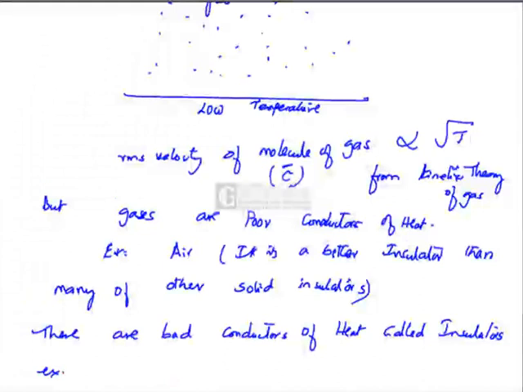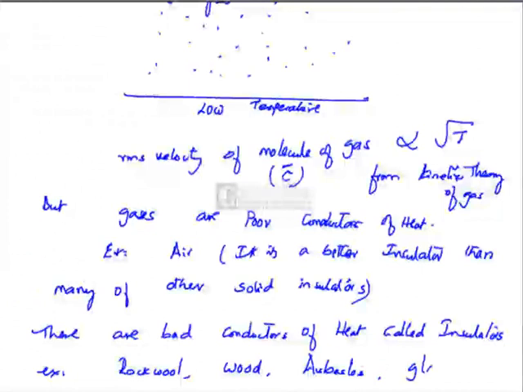For example, rock wool, wood, asbestos. Asbestos is a very prominent practically used insulator. Glass wool, etc. Gases are also very bad conductors of heat. For example, air.